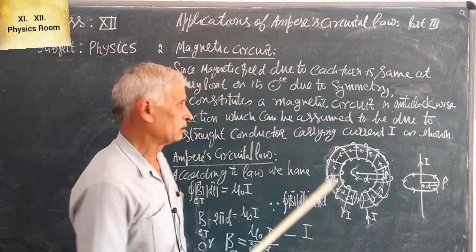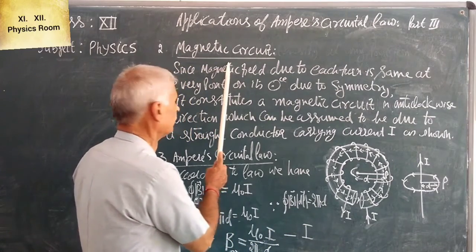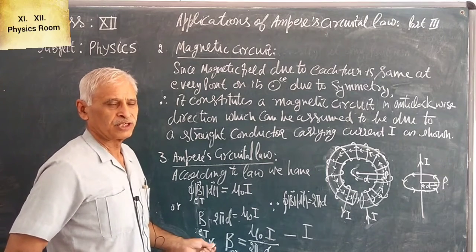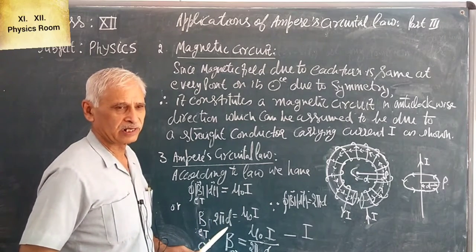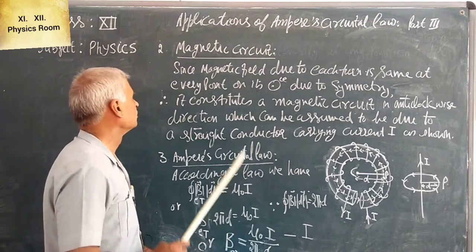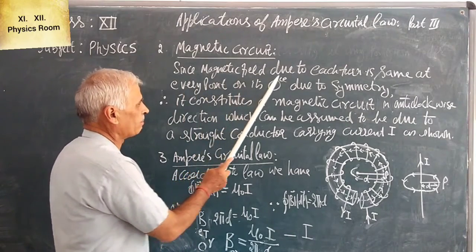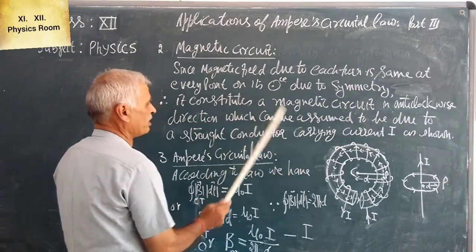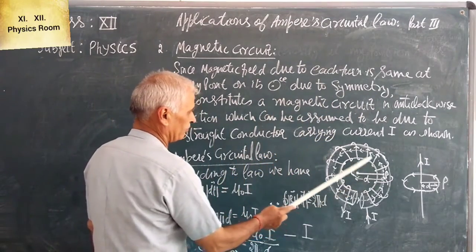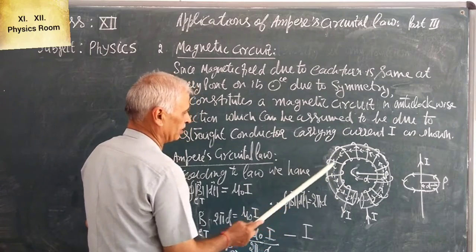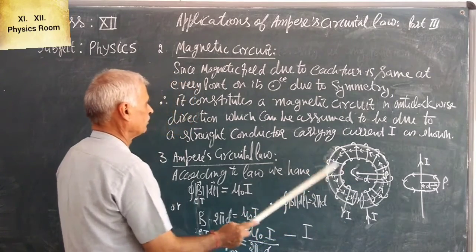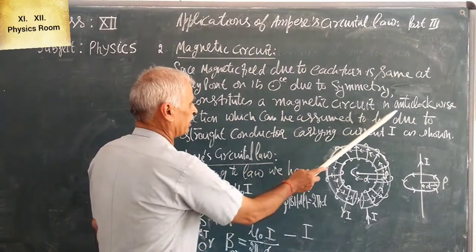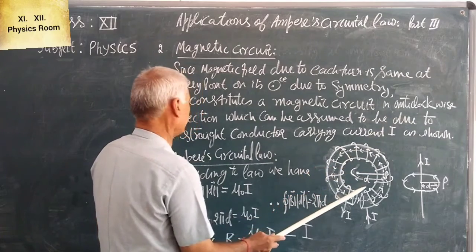Magnetic circuit. After the physical situation, we have to understand which is the magnetic circuit in this situation. Now, since the magnetic field due to each turn is the same at every point on its circumference due to symmetry, therefore, it constitutes a magnetic circuit in the anti-clockwise direction.